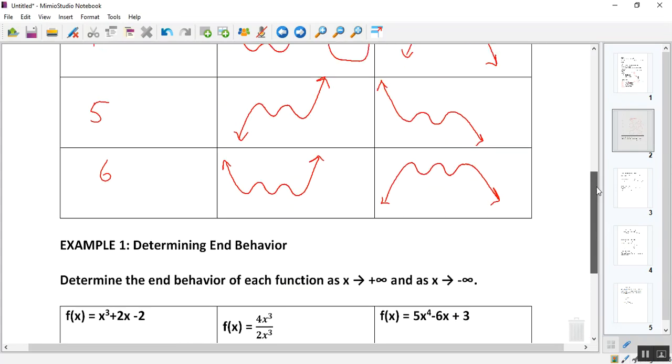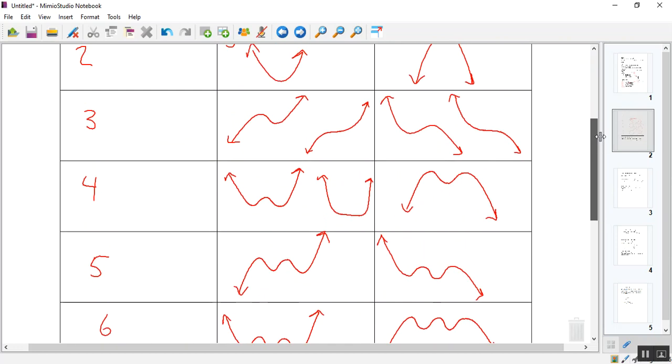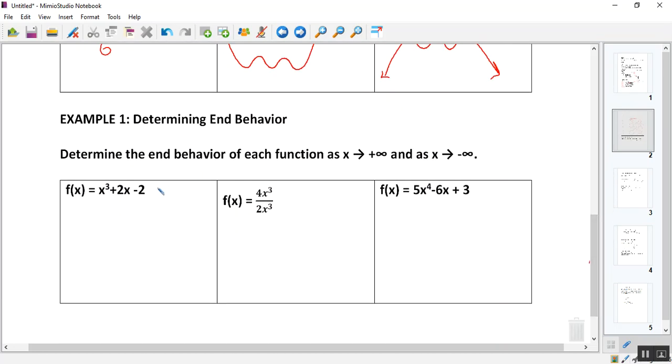Going to start looking at end behavior. Now, guys, are you okay with these shapes of polynomial functions? Are you okay with shapes? Okay. So here's what we want to start looking at, guys. Determine end behavior of these.